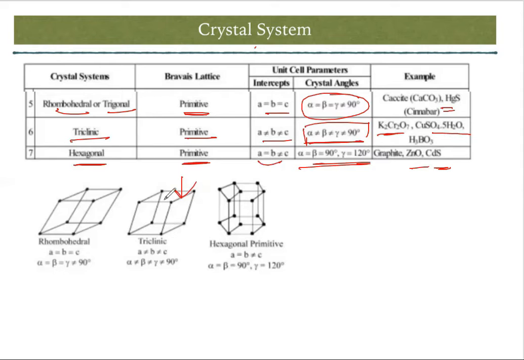So in the previous slide, we saw that total 11 Bravais lattices are there, but here it is adding 3. So 11 plus 3, that is 14. So you remember total 14 Bravais lattices are possible.